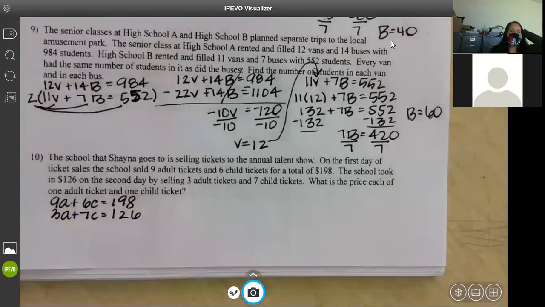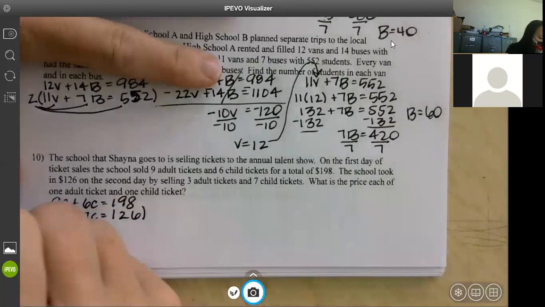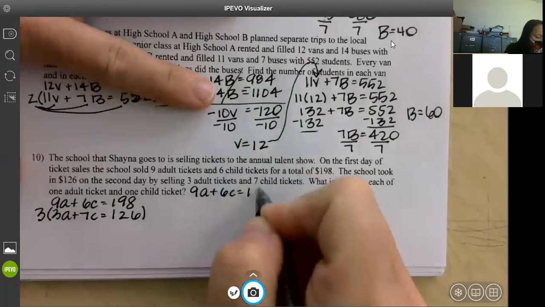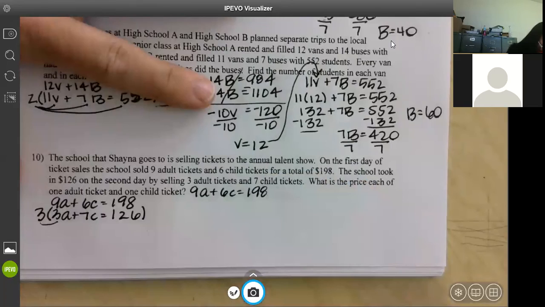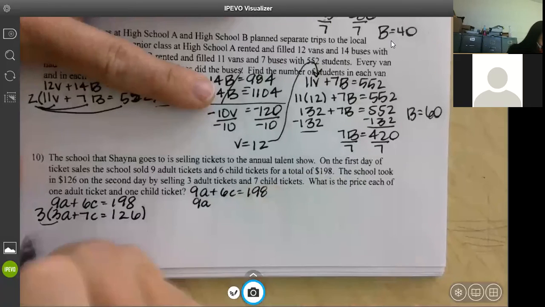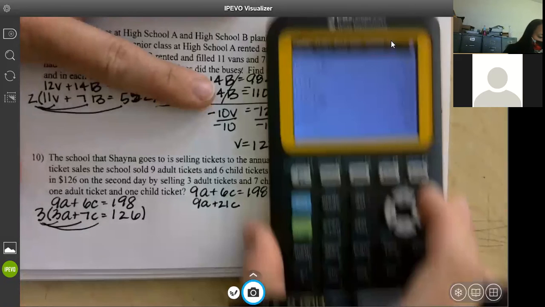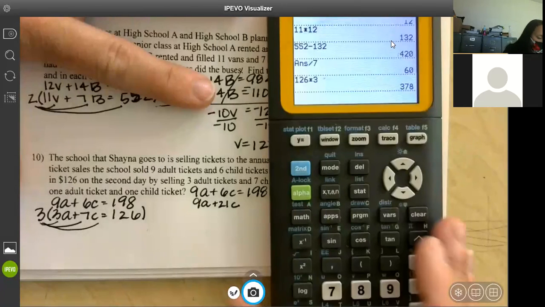Do I have anything I can make look like the other one by multiplying only one time? Which ones? Three A times 3 will give me 9A, right? If you forget, switch the 9 and the 3, multiply twice. So the 9A plus 6C equals 198 was fine. 3 times 3A. 3 times 7C. 3 times 126. If you need your calculator, 126 times 3. What do we get? 378.